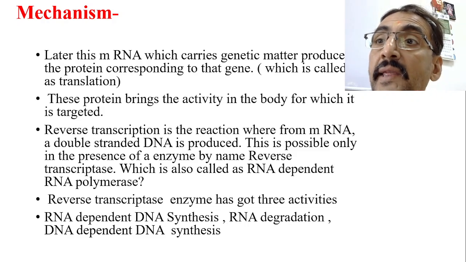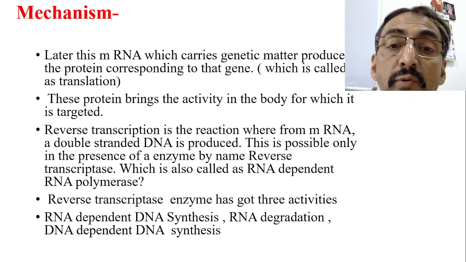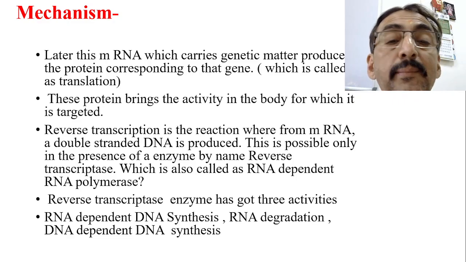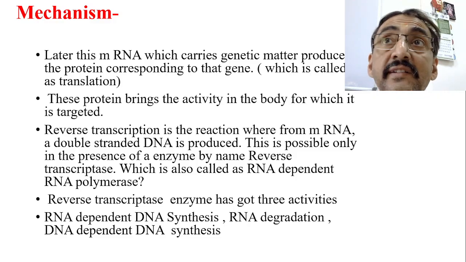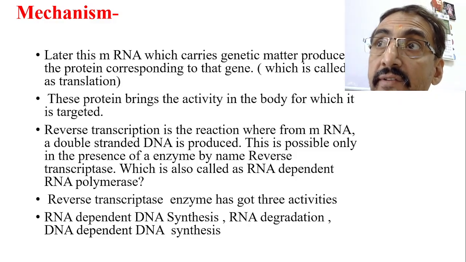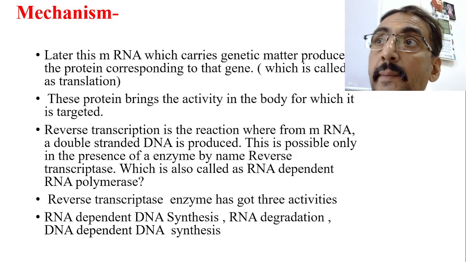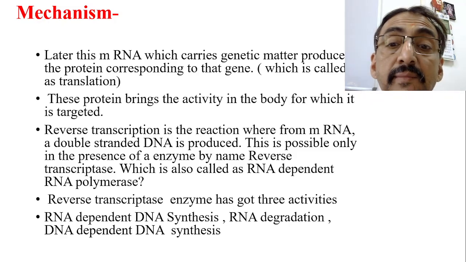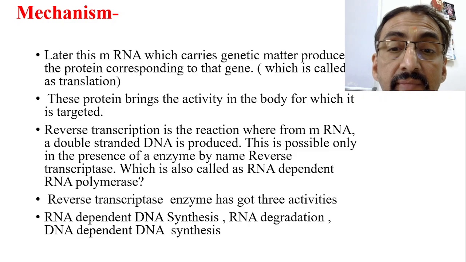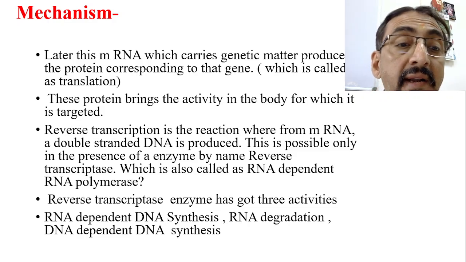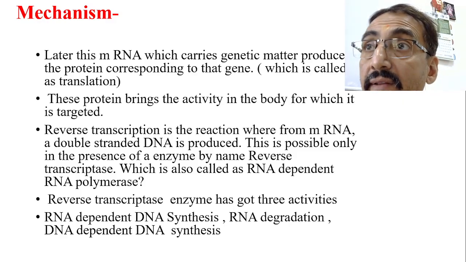Transcription is reversed in the presence of an enzyme called reverse transcriptase enzyme, which is also called RNA dependent DNA polymerase. This reverse transcriptase enzyme is also present in the HIV virus, and it is also present in hepatitis B. Now, reverse transcriptase enzyme has 3 important activities. What are they? RNA dependent DNA synthesis, RNA degradation, and DNA dependent DNA synthesis. It can carry out all these 3 activities.